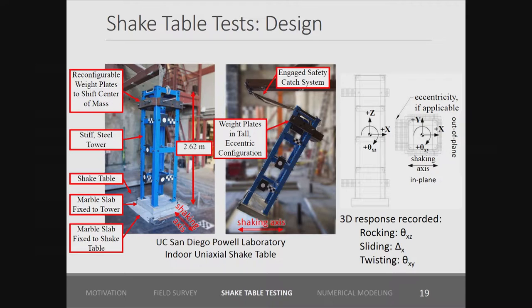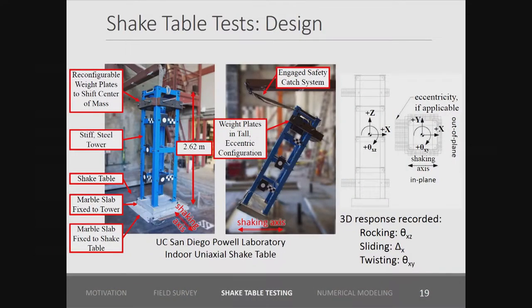This stiff steel tower was further outfitted with a concrete marble base, which was resting unanchored on top of a fixed marble slab atop the uniaxial shaking table. The central image shows the weight plates of this specimen hung again in a very tall configuration, yet also very asymmetric. This configuration further overturned or collapsed, which engaged the safety catch system shown on the upper portion of the image. This safety catch system allowed each of these geometric configurations to rotate past its point of instability, effectively collapsing, while still allowing for rapid succession of multiple tests.